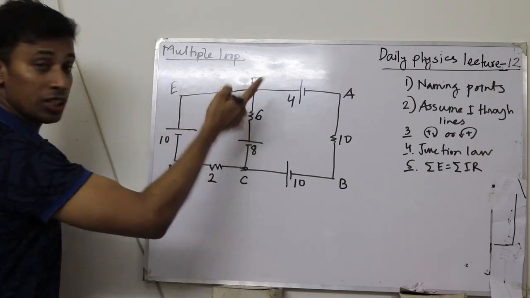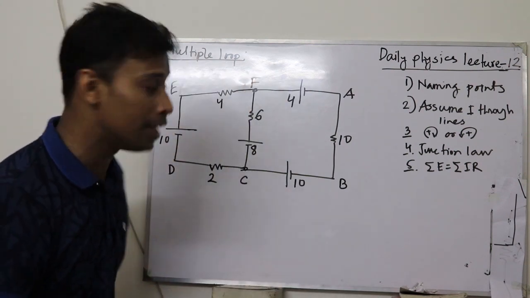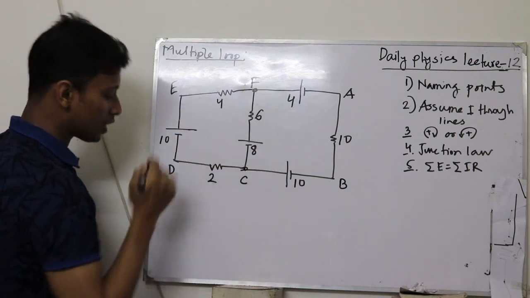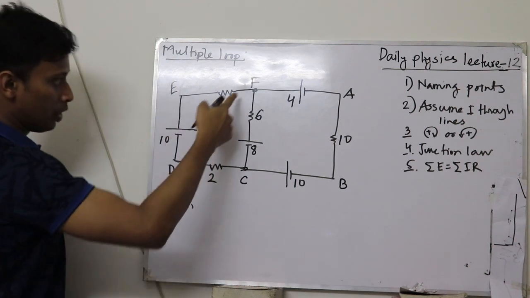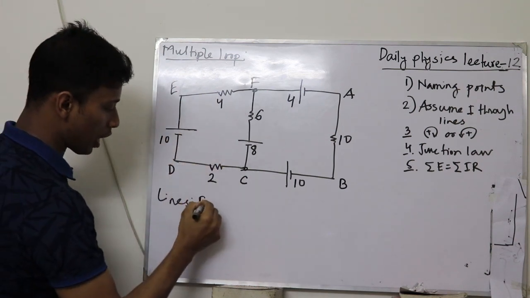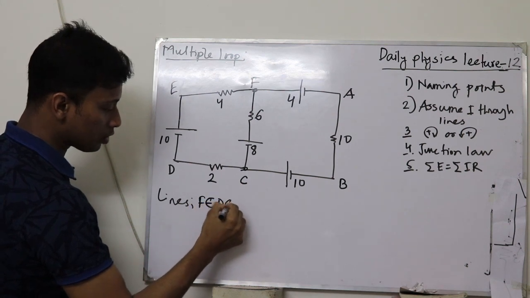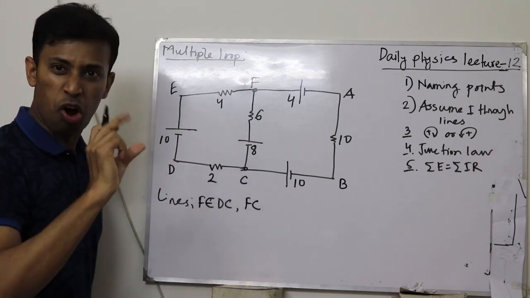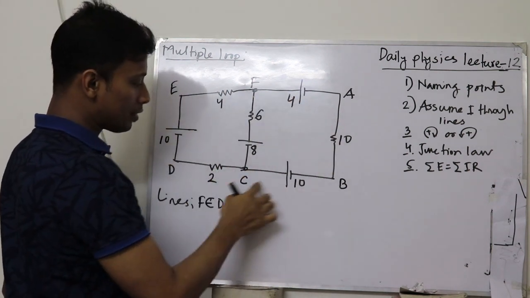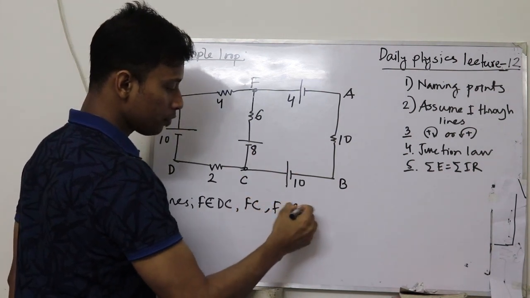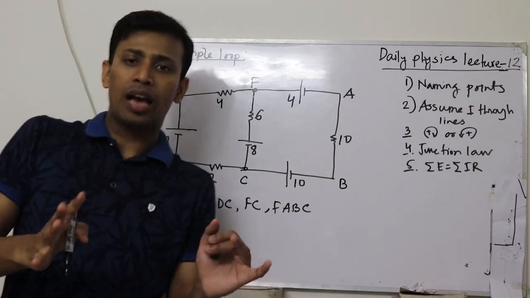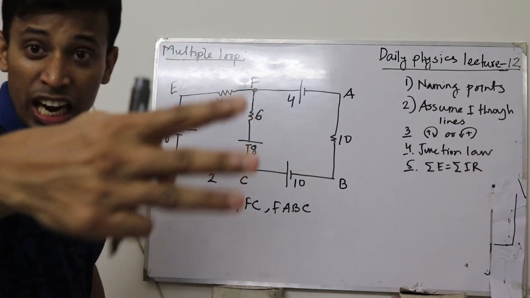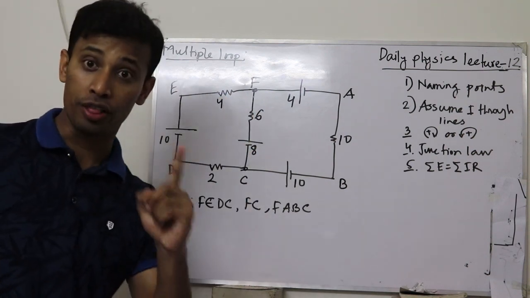What are the lines? Junction to junction is known as a line. So from F to C, one junction to the other junction, the lines are: F, E, D, C. This is one line. F to C, this is another small line, the middle one. And F, A, B, C is the other line. So we are done with these 3 lines. 3 lines means 3 current flows. You have to get all 3.